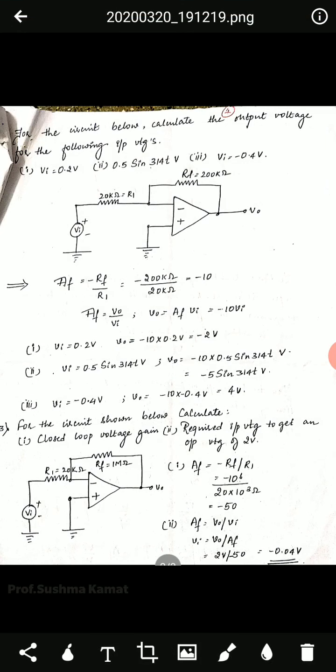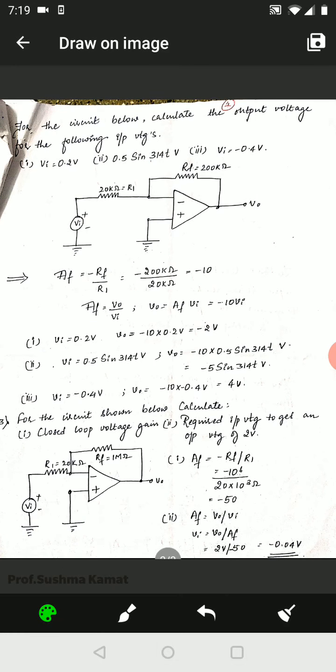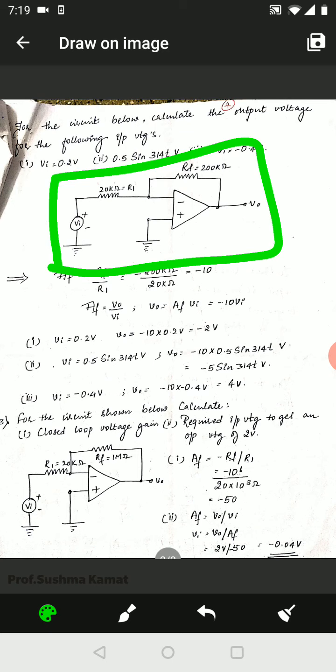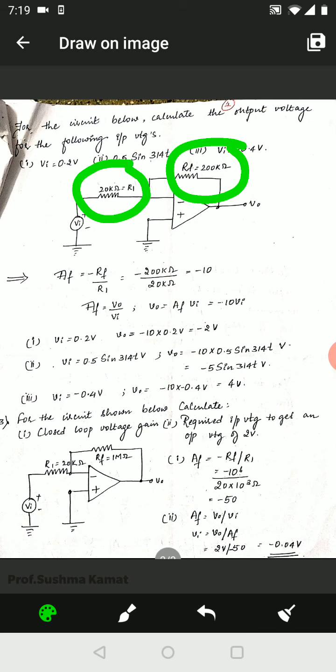Let me now go to the next numerical. The next numerical is, for the circuit below, calculate the output voltage for the following input voltages. So here in the previous numerical it was the value for closed loop voltage gain which was mentioned, but here in this numerical there are three different values for VI, or the input voltage, being given, which means if I consider this as some circuit which is being given already, in which the value for VI is being mentioned. Along with the value for VI, the values for R1 and RF are also being mentioned.